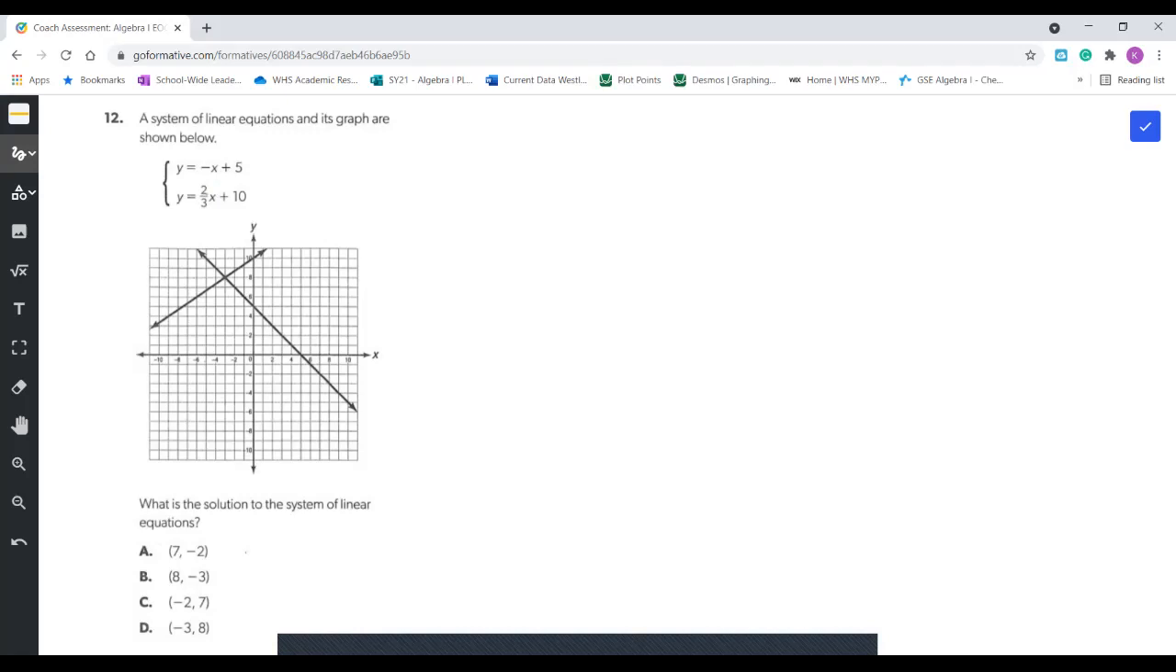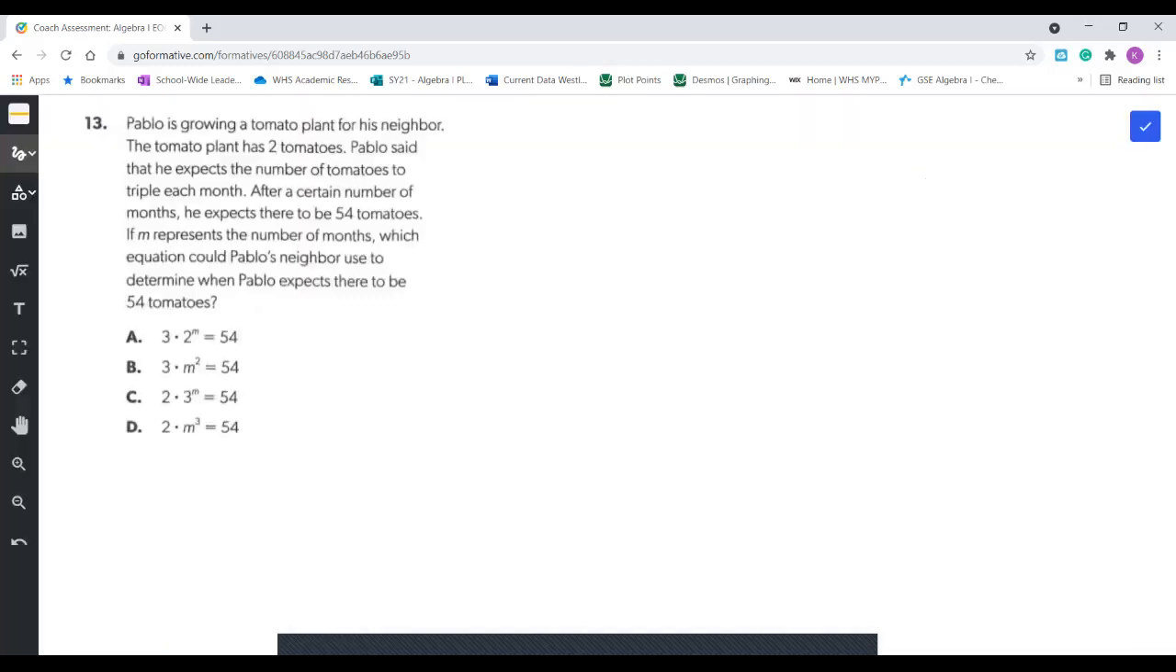All right, number 12. It says a system of linear equations and its graphs are shown below. So here are the equations, here's the graph. What is the solution of the system of linear equations? Young people, this is the easiest problem in the world. The solution to a regular system of equations, not inequalities, is very simply where they cross each other, where they intersect. What is that coordinate? That's (-3, 8). Boom, answer choice D. Keep it moving.